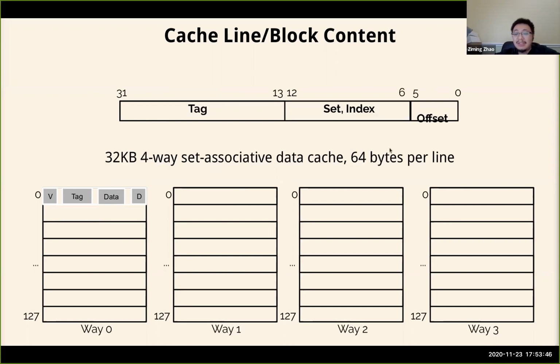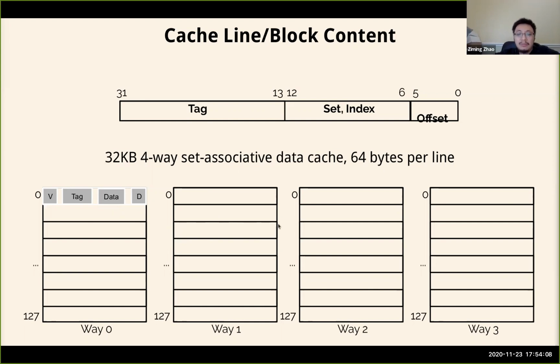And the data is 64 bytes, right? Obviously, you have to store the data into the cache. Besides the data, let's say we want to reconstruct the address of something in the cache. How can we reconstruct its address?